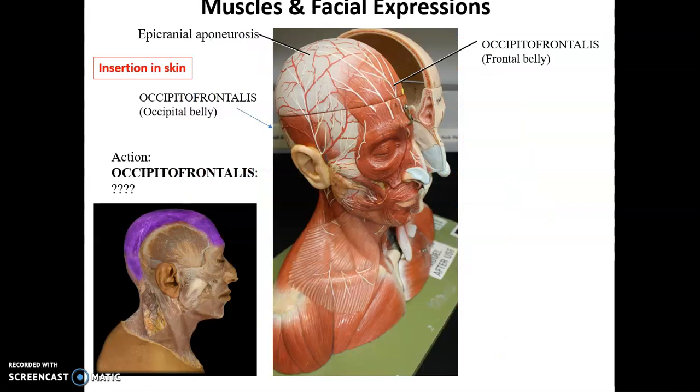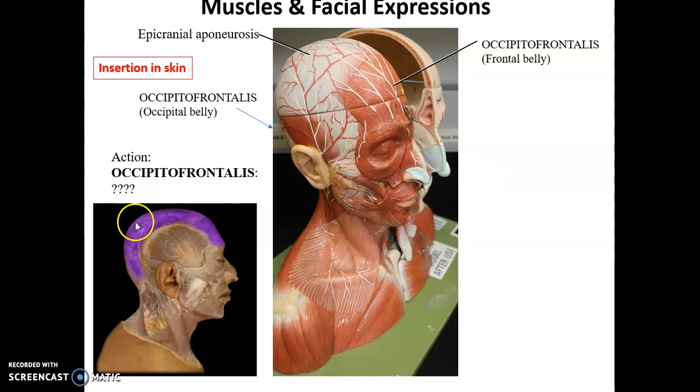Start off with muscles that relate to facial expressions. So first up is occipitofrontalis. Occipitofrontalis, as you can see, covers the entire top of the head, going from the occipital bone all the way across to the frontal bone, and it inserts into the skin above the eyebrows. And so this makes this one of those muscles that inserts into skin rather than bone, and we see this frequently with the muscles for facial expressions.